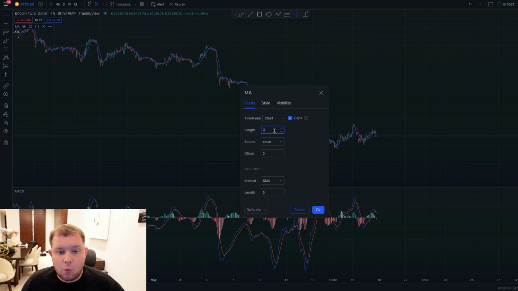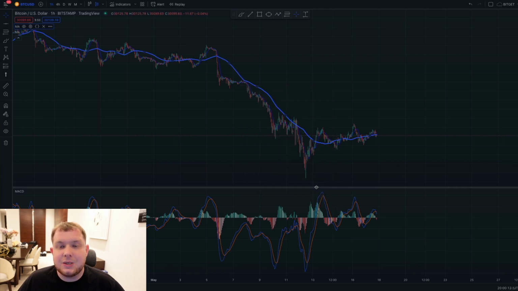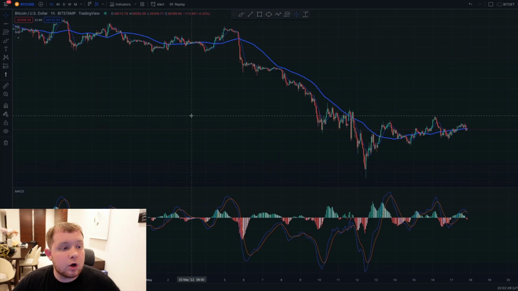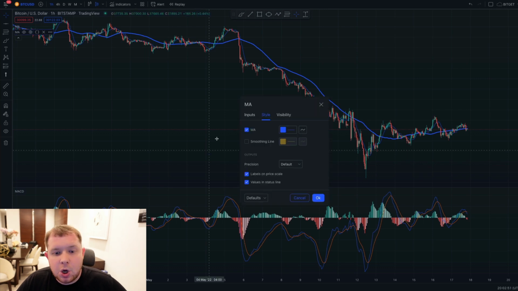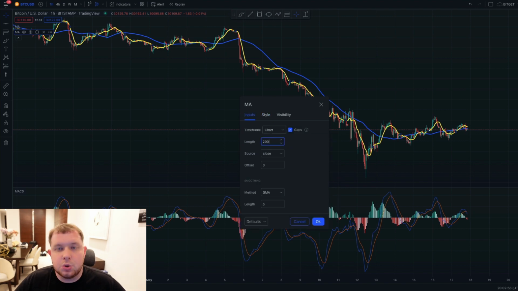Let's first of all start with 50. This will be the 50 period moving average, and let's keep this blue and just make it a little bit thicker so it's easy to use. And then we want to come up here and change the second moving average. We want to put this to yellow color. We want to make it thicker. We want to change the inputs to 200, and this will be the 200 moving average.